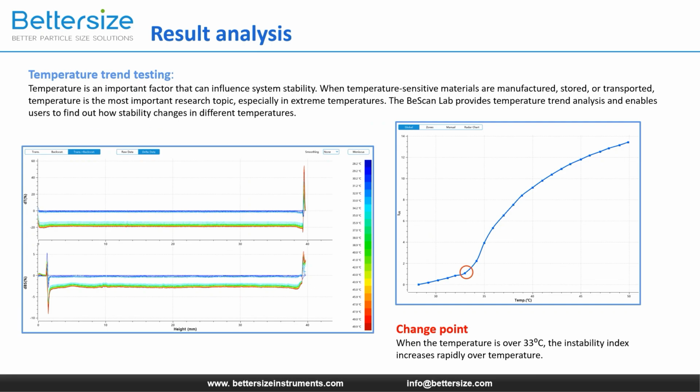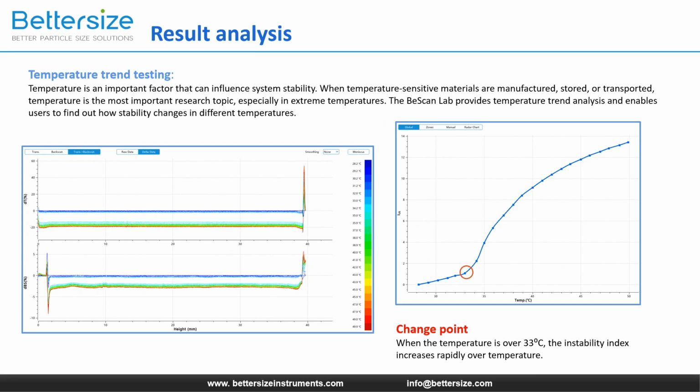Temperature is an important factor that affects the stability, especially for the temperature-sensitive material. The BeScan Lab provides temperature trend testing, allowing the sample to be analyzed under different temperatures. In regular measurement, the color band on the right represents the scanning time. However, it represents the scanning temperature in temperature trend testing. Users are allowed to scan the sample under different temperatures to find out the change point.